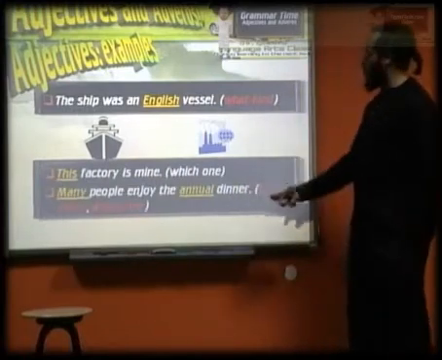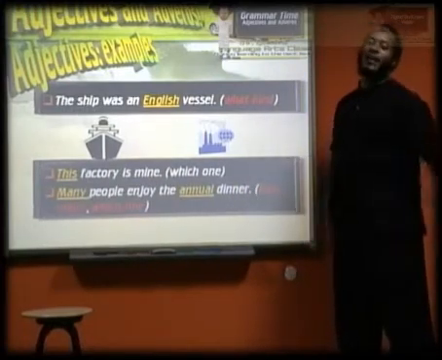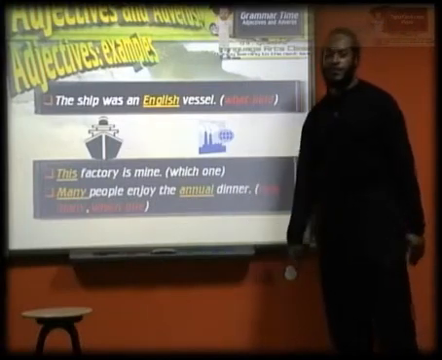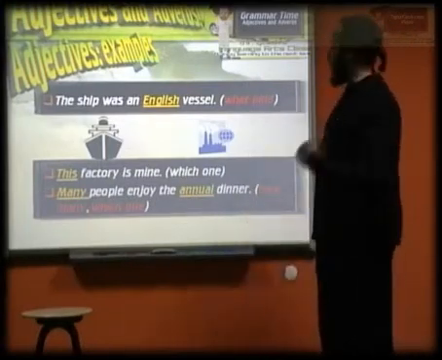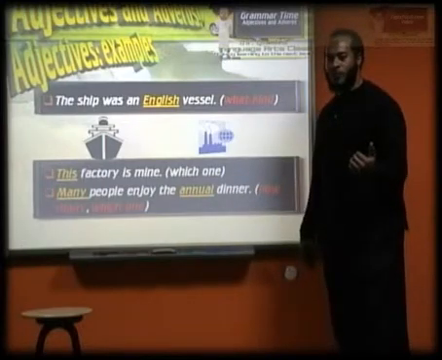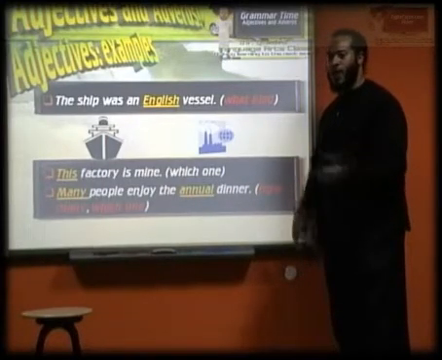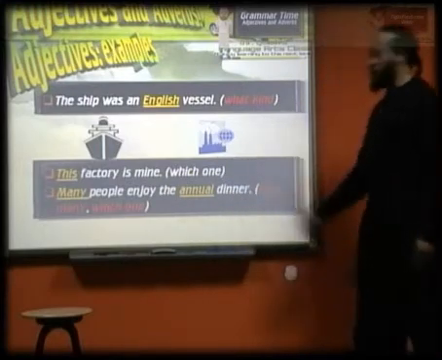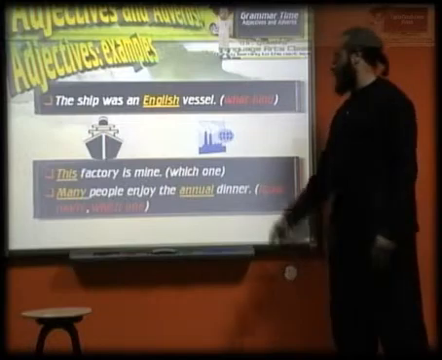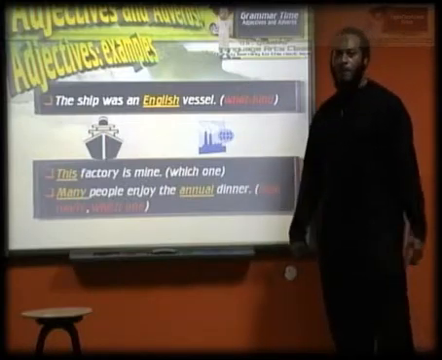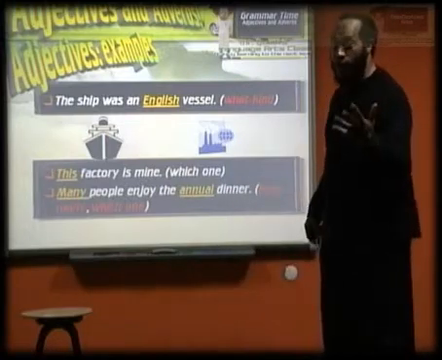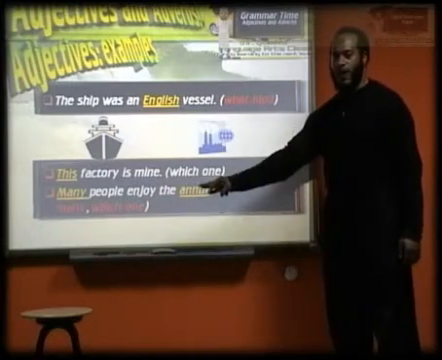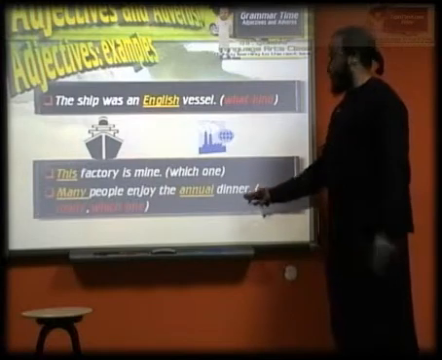Many people enjoy the annual dinner. And of course, we have 2 adjectives in this sentence. The first one is telling us how many, meaning a lot of people. Many people enjoy the annual dinner. And of course, you could have said people enjoy the dinner, but to add more detail to help your reader understand what's really going on, you added many to tell us how many people.